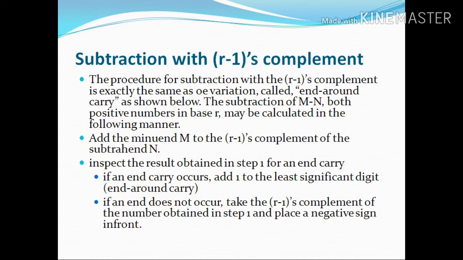Inspect the result obtained in step 1 for an end carry. If the carry occurs, then discard the carry and add 1 to the least significant bit. And if the carry does not occur, then take the r minus 1's complement of that number and take the negative sign in front of that number. So for that purpose, take one example, it will be clear to us. So making it clear, we have to discuss something.